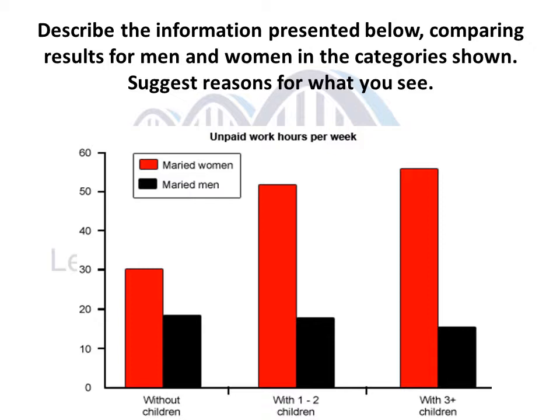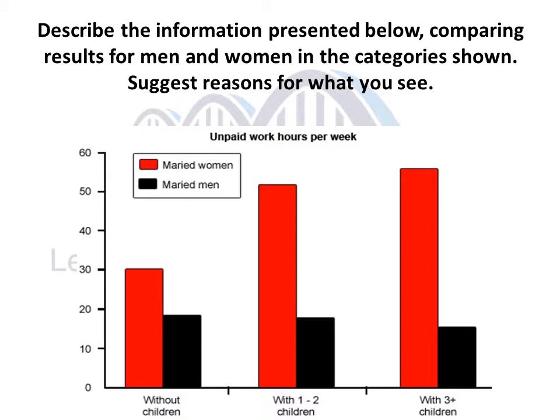I'm going to say the married women without children were having almost 30 hours, whereas the married women with one or two children had at least 20 more hours. Now listen to this. I said they have 20 more hours. I'm not saying they have 50 hours. I'm saying they have 20 more hours.